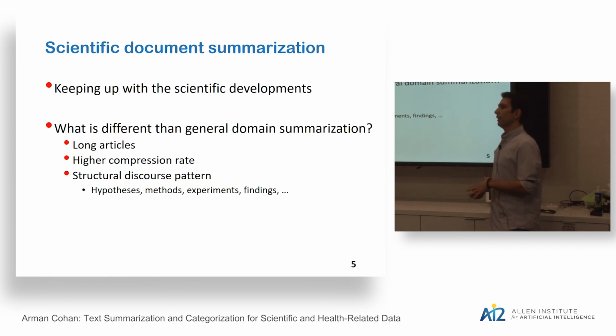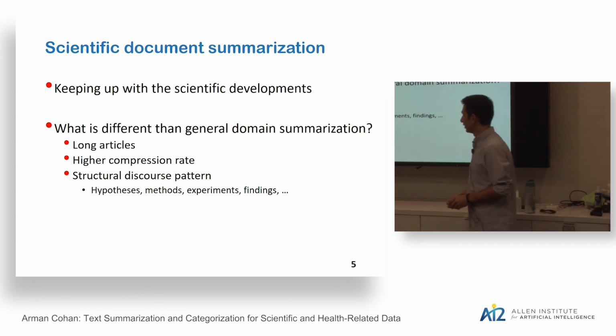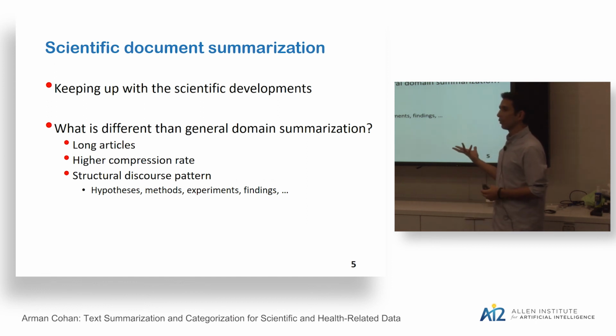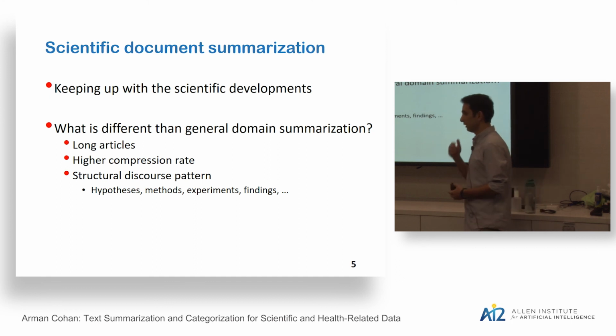If you want to summarize a long paper into a summary, there are some differences than summarizing a news article, which is just a few pages. Articles are longer in scientific communities, and therefore when you generate a summary, it has a higher compression rate. And there's a standard discourse pattern that authors use when they first talk about their hypotheses, methods, experiments, findings, and so on.